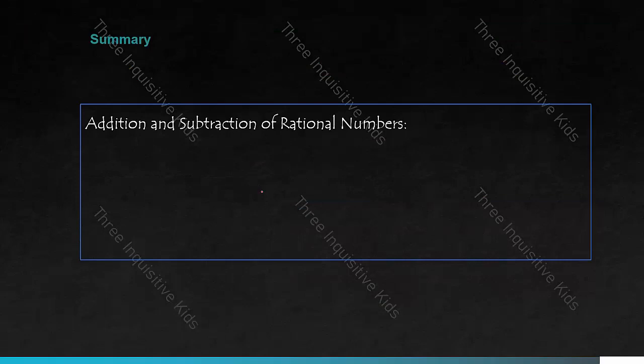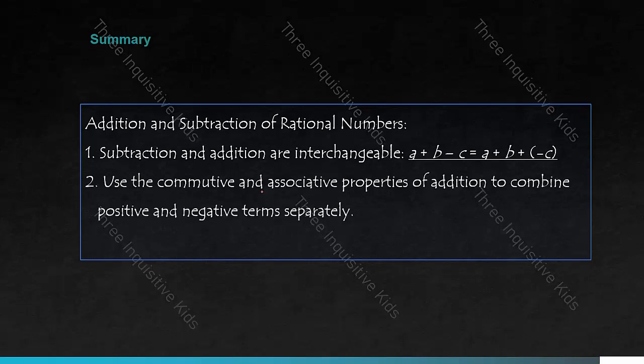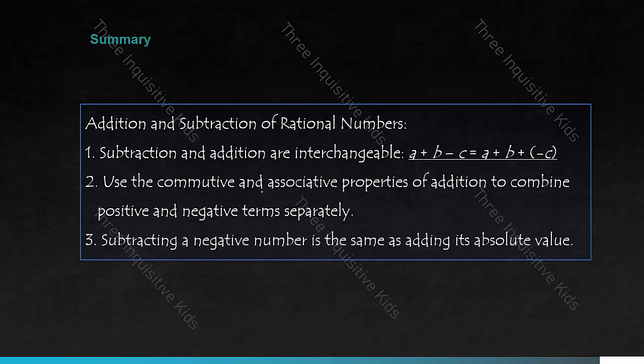Here's our class summary. We learned that subtraction and addition are interchangeable, so you can turn subtraction into addition and addition into subtraction. And we can use the commutative and associative properties of addition to combine positive and negative terms separately to make calculating easier. And subtracting a negative number is the same thing as adding its absolute value. So these are the 3 main points we went over in this lesson, and I hope you enjoyed learning about addition and subtraction with rational numbers.